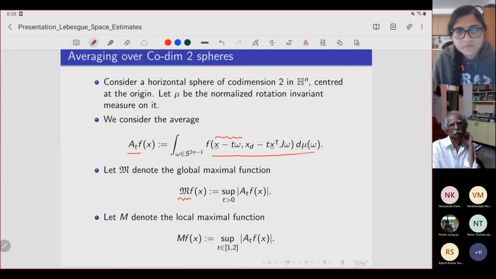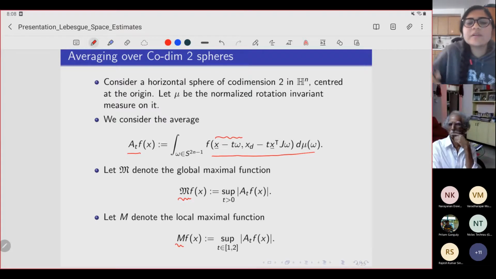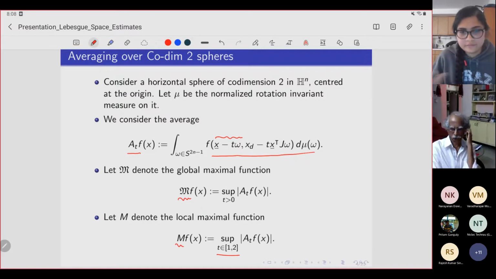However, our focus in this talk will be on the local maximal function, which I'll just be denoting by M, where the supremum is taken only over radii at a single scale. So radii t from 1 to 2. So these are the operators that we'll be looking at.